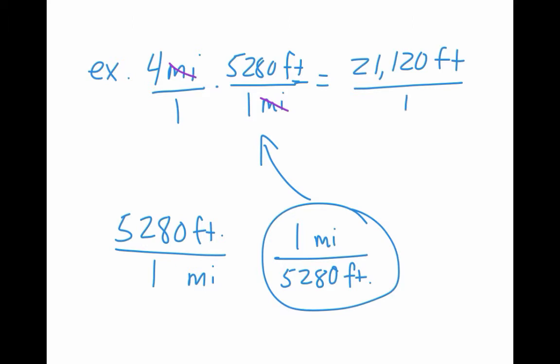But let's say instead of just going to feet, I'm trying to go down to inches. To do that, the same way to start, you could say, all right, I have 4 miles over 1. I'm going to multiply that by 1 mile, putting that on the bottom so my miles will cancel out. And then I could say, well, 5,280 feet is equivalent to 1 mile. So that'll get my units down to feet, but I want to get down to inches.